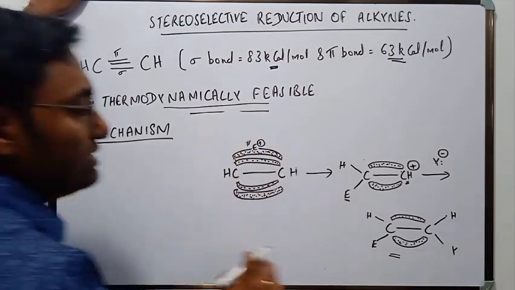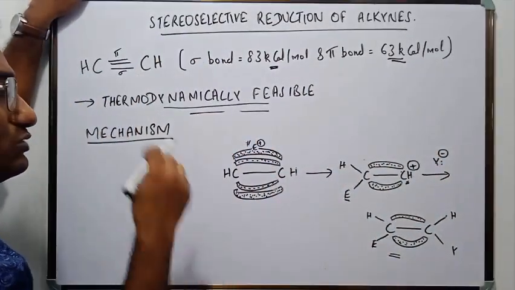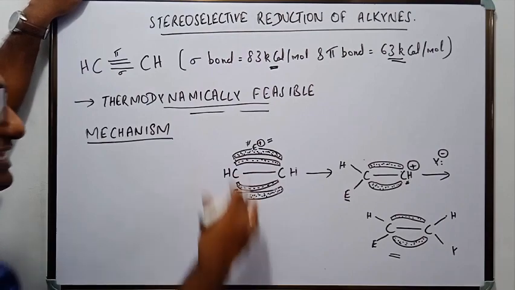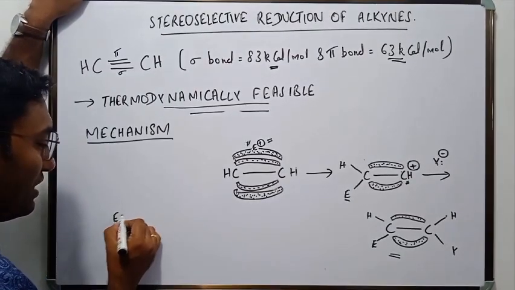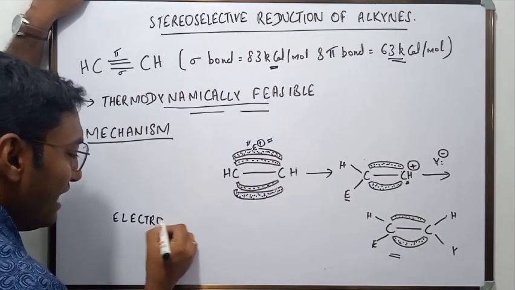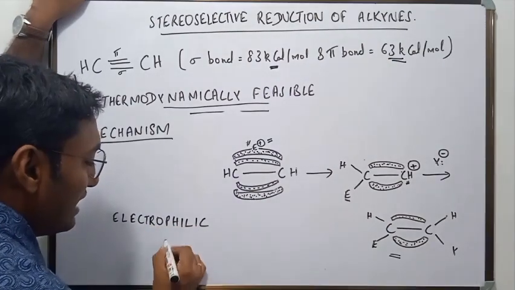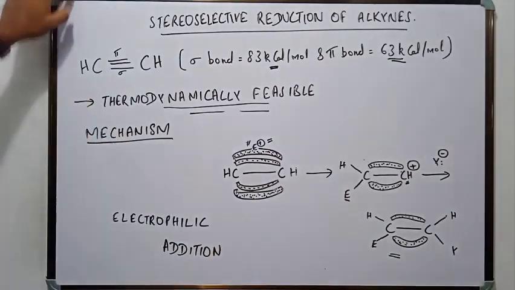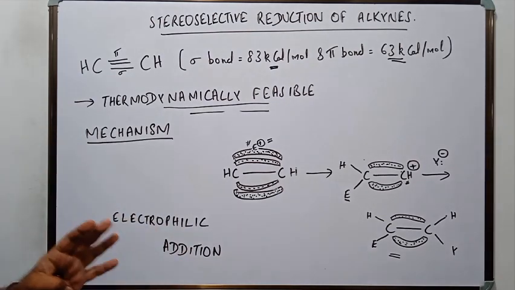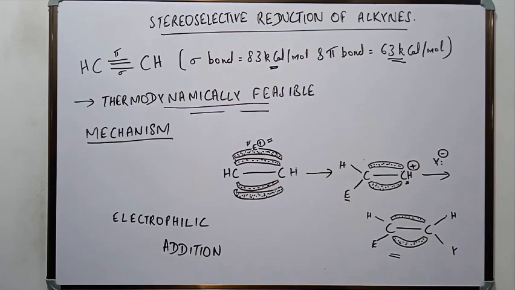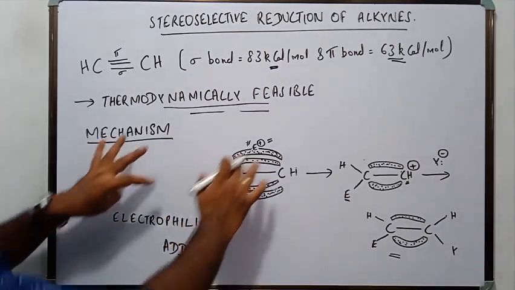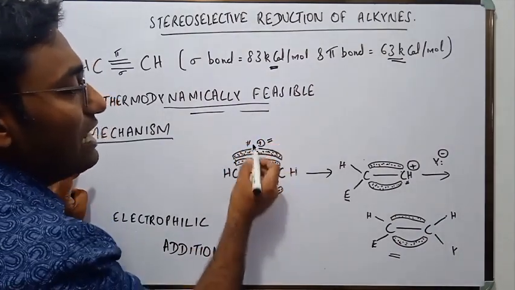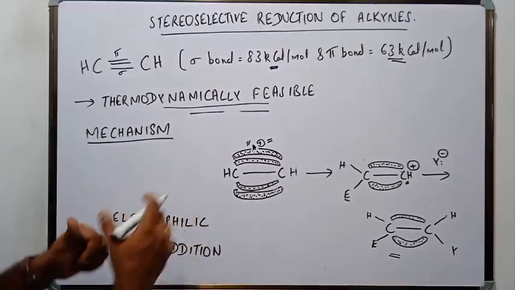The whole sequence of this addition reaction actually started with the attack of the electrophile. That is why this reaction altogether is called an electrophilic addition reaction. Electrophilic addition reaction is the distinctive reaction shown by alkenes and alkynes. Hydrogenation is an example of electrophilic addition reaction. In place of the electrophile, the H plus gets engulfed in the cloud.